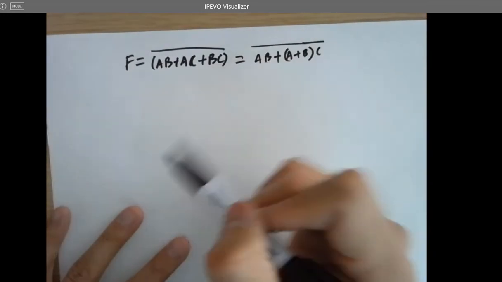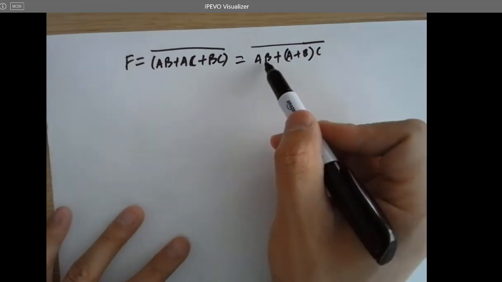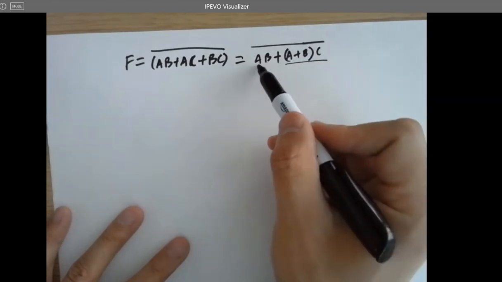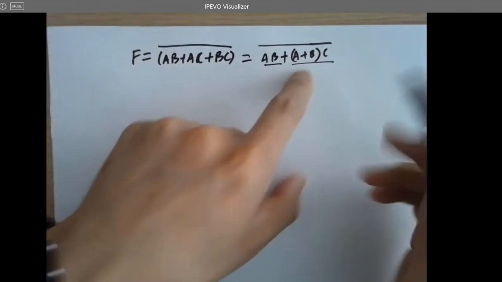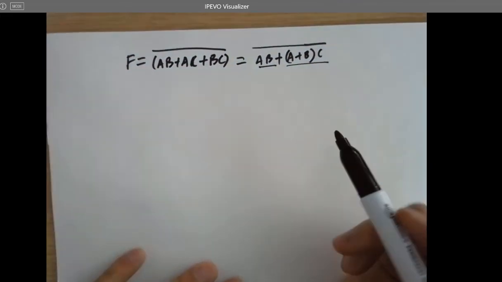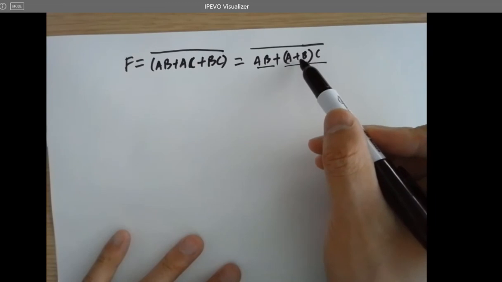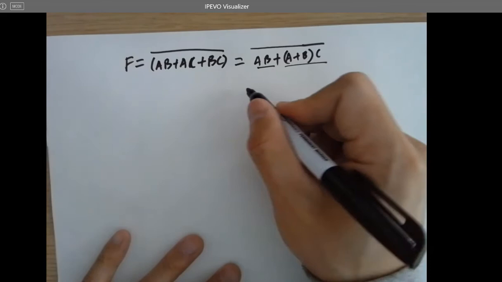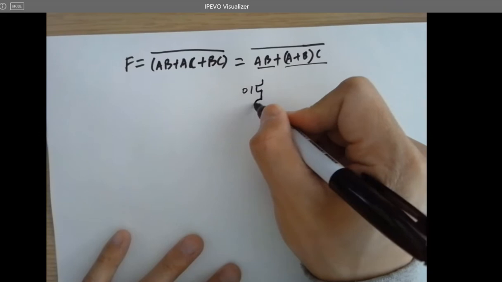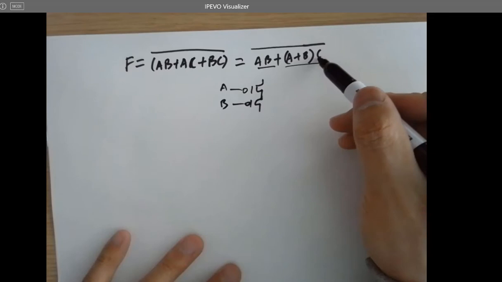AB is 2 PMOSes in parallel on the top. So I did this first, but you can do this first and then do this, doesn't matter. You can put this on the top or bottom for the PMOSes. What about this one? A or B. So A and B should be in series. And C, that's the AND logic.